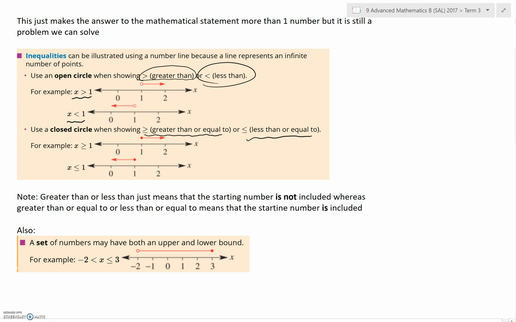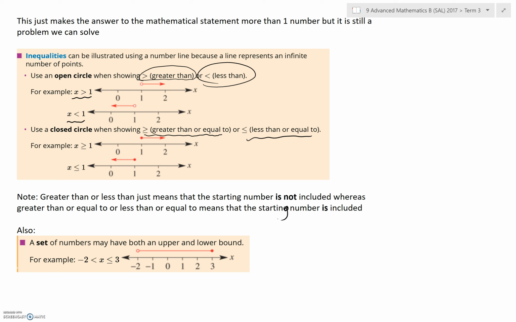So greater than or less than just means that the starting number is not included, whereas greater than or equal to or less than or equal to means the starting, nice typo there, starting number is also included. So that's the only difference between the two. You've seen those signs before, but just a reminder if you're not sure what that means. And that's what the closed and open circles show the difference between.